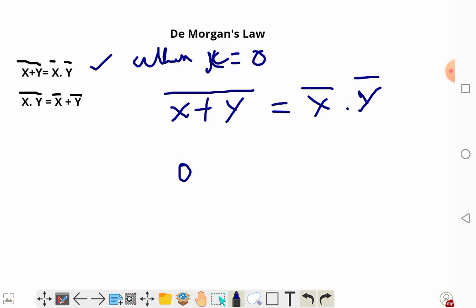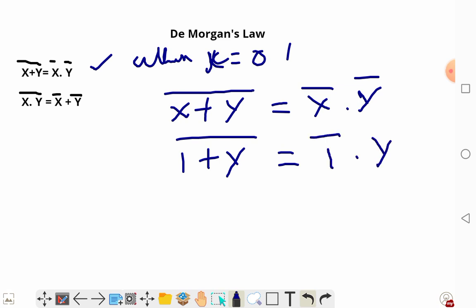Should I prove it, or will you prove it on your own? Now we will prove for when x is equal to 1. 1 plus y whole dash is equal to, what is the value of x now? The value of x is 1 dash into y dash. 1 plus variable is, what is 1 plus variable? 1 plus variable is 1. This is the dash of 1. Now we have 1 dash.